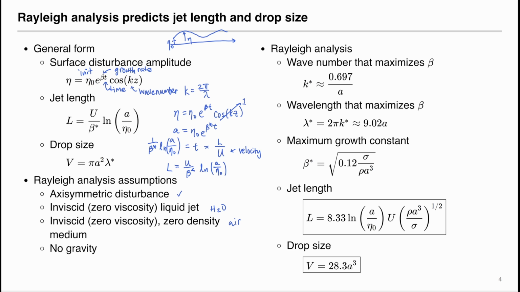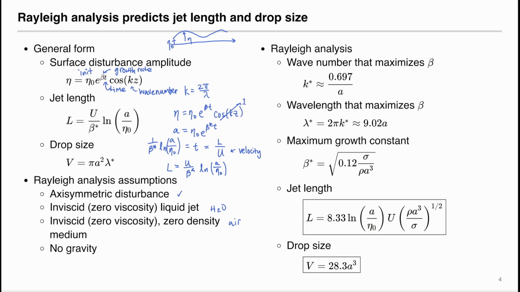Rayleigh's analysis suggests that the wave number that maximizes beta, which gives beta star, is k star roughly equal to 0.697 divided by the jet radius a. And we can then calculate the wavelength that maximizes beta using lambda equals 2 pi over k, and multiply that, we have 9.02.